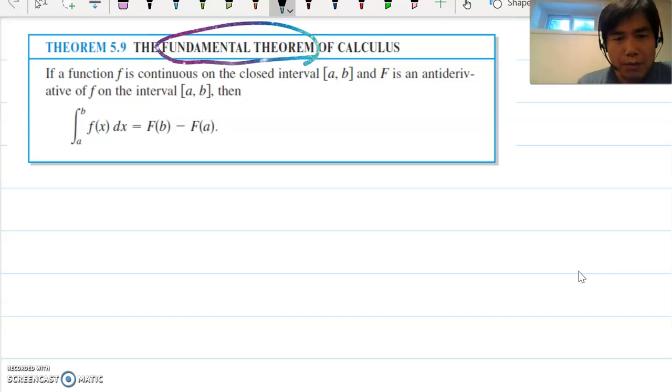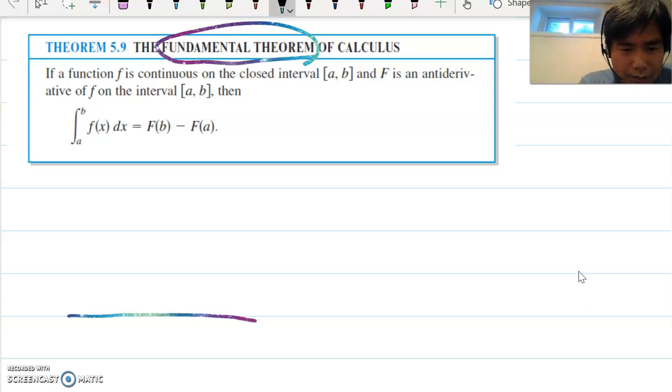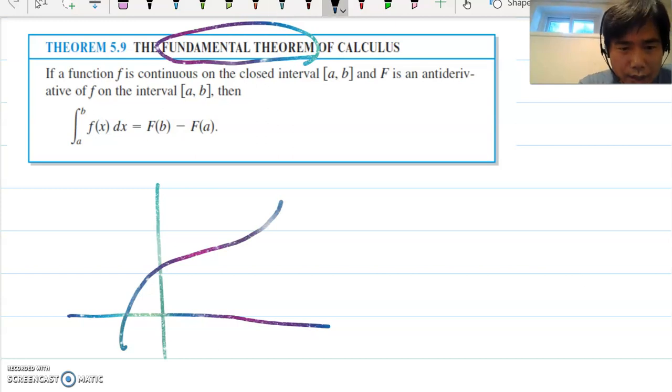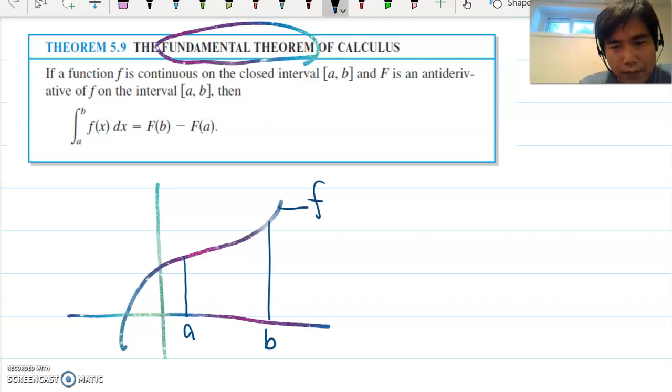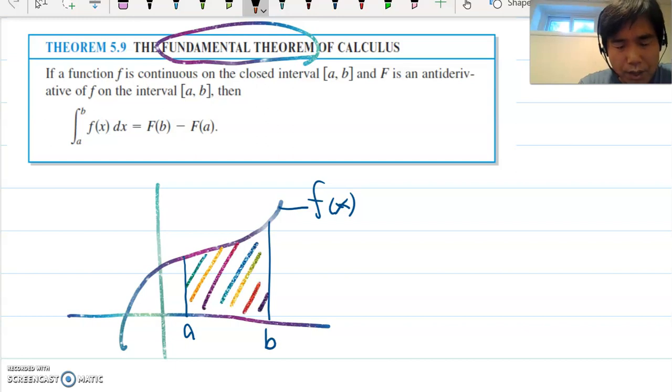Okay, one example. I drew a random graph here, and let's say we make some interval a and b. Now this is given f(x). If you integrate this f(x), then you can find the area of the region between a and b. That's what this means basically.